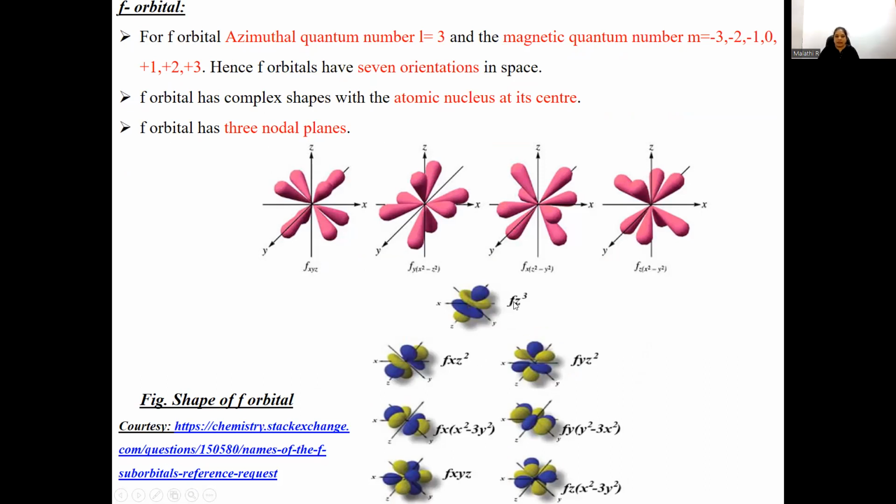Along with that, fz³, fxz², fyz², fx(x²-3y²), fy(y²-3x²), fxyz, and fz(x²-3y²).